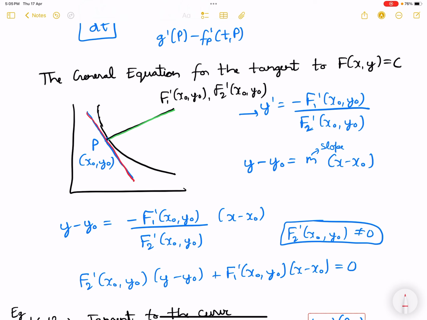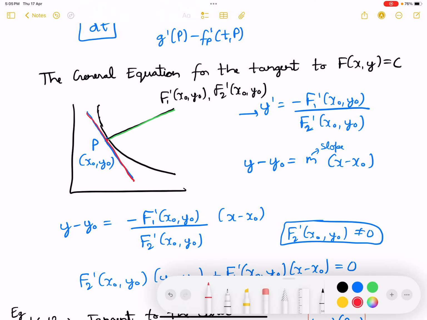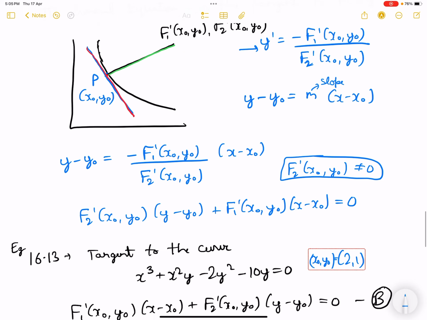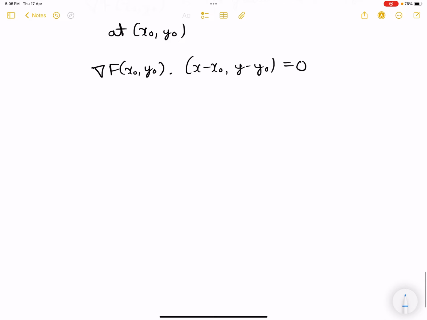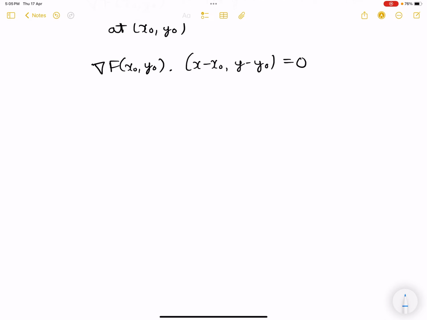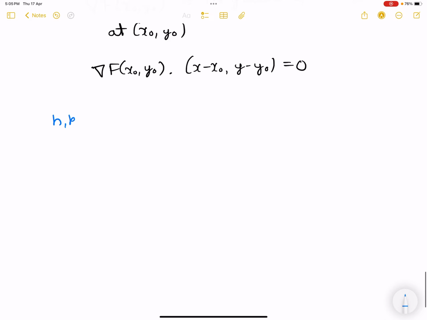So this is what we have got because the dot product is coming out to be 0. Okay, now what we have is, if h,k is a unit vector, recall what is a unit vector. A unit vector is a vector whose length is 1, and the gradient is not equal to 0.